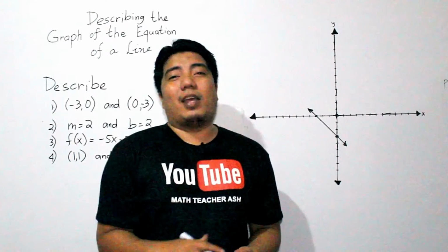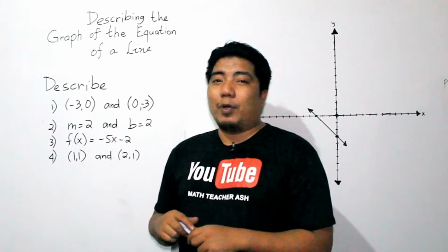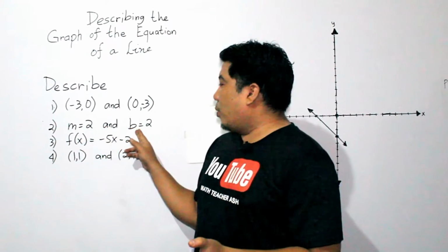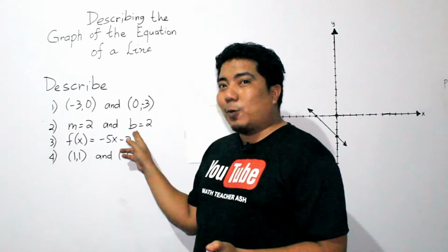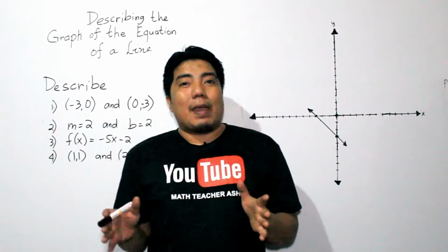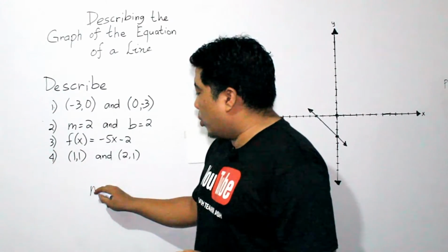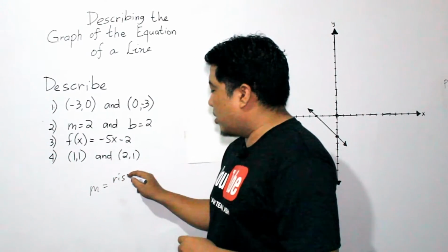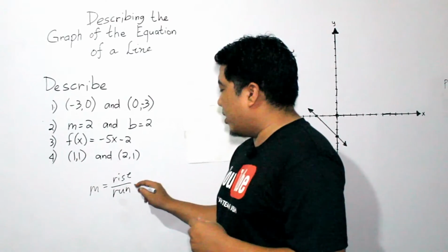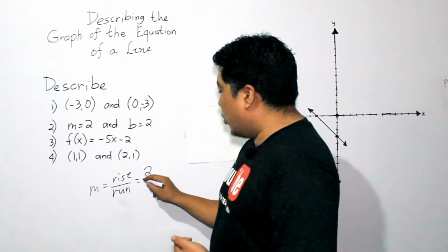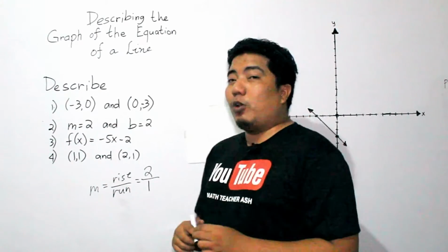Easy, right? Now, let us go to our second example. We have positive 2 for our slope, and our y-intercept is also positive 2. Remember that the slope is the rise over run. Okay? So the slope is your rise over run. If you have positive 2, remember that all whole numbers have an invisible 1 as the denominator.